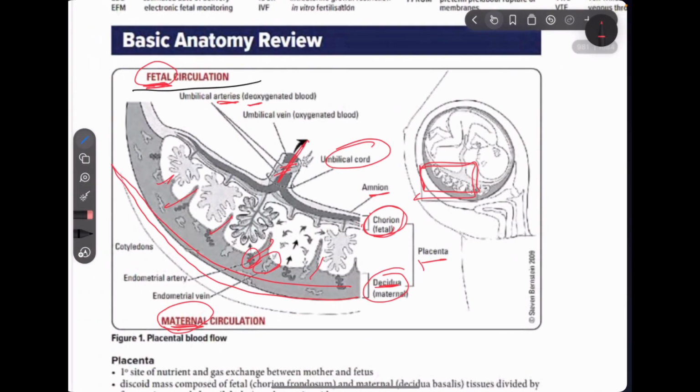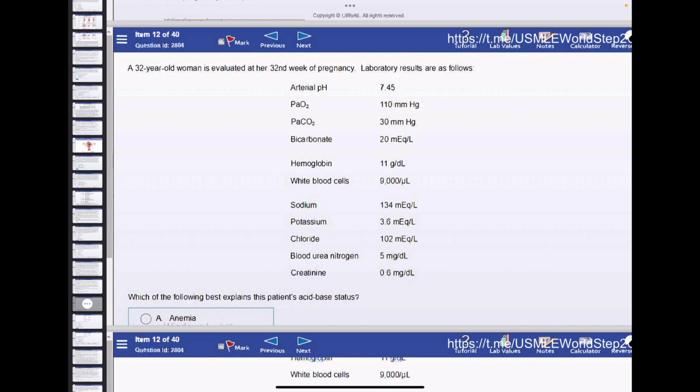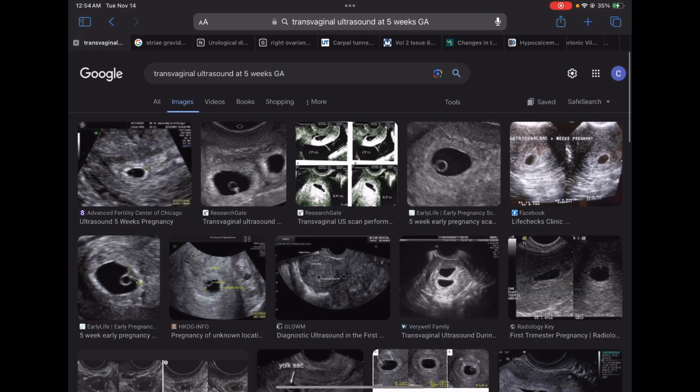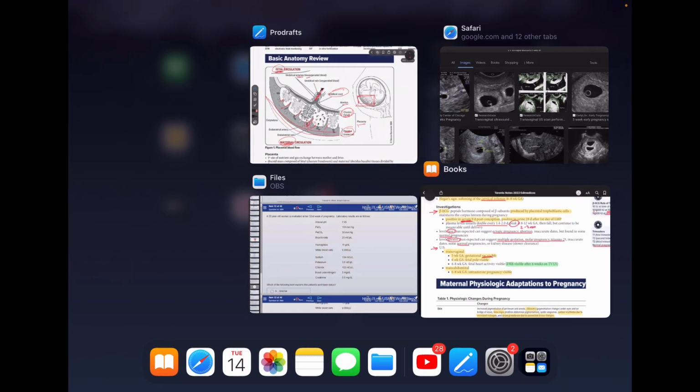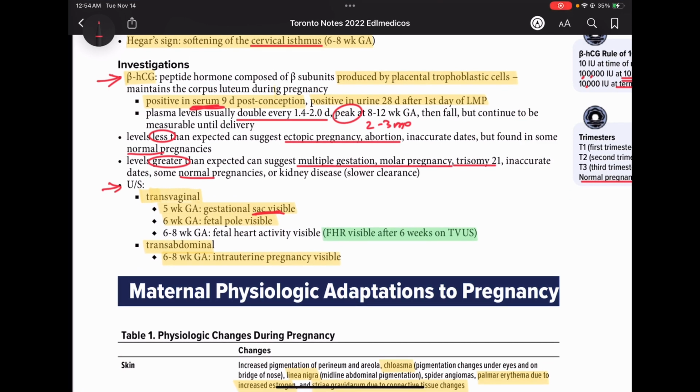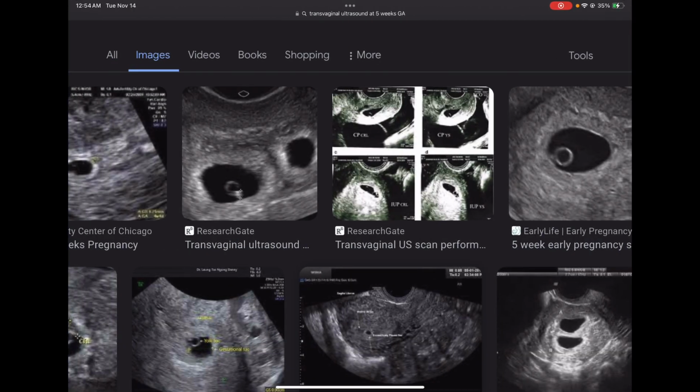I'm just gonna show you transvaginal ultrasound quickly. Here's the transvaginal ultrasound at 5 weeks of gestational age, right? At 5 weeks we could see the sac. The sac is visible, but around 6 weeks the fetal pole is also visible. So that was 5 weeks, just the sac is visible.